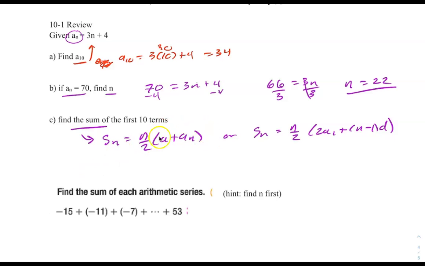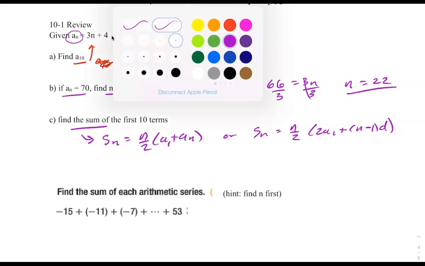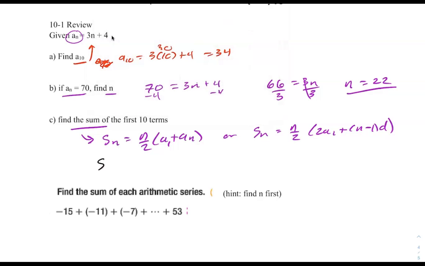Now in this case, I would say the first one does work a little better. I don't have a1, but I can find a1. Plug 1 into this function here. a1 would be 3 times 1 plus 4, which is 7. Let's just simplify this a little bit. I'm looking for the sum of the first 10. So it'll be 10 over 2, a1 plus a10. That's what I'm looking for.